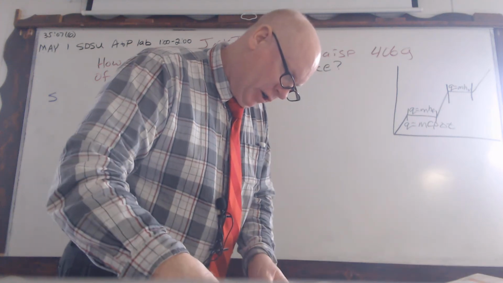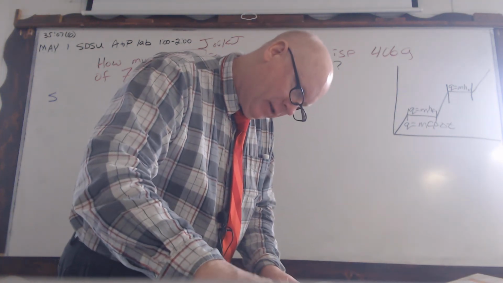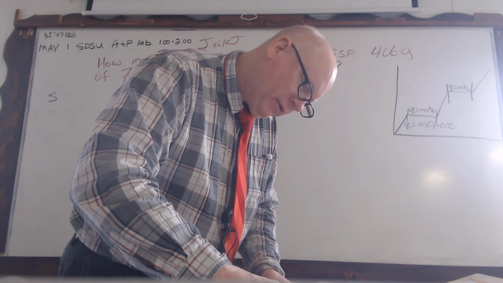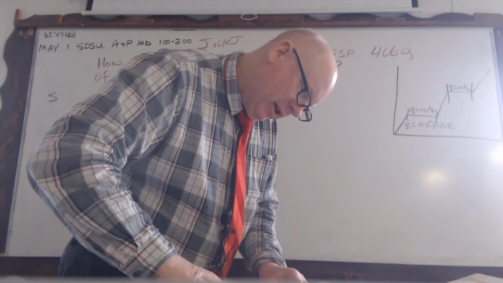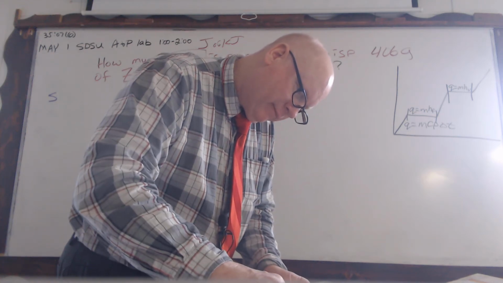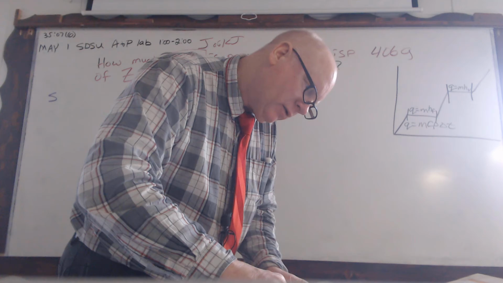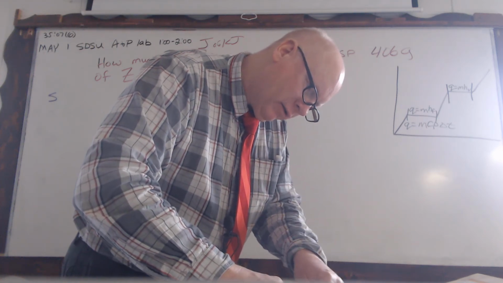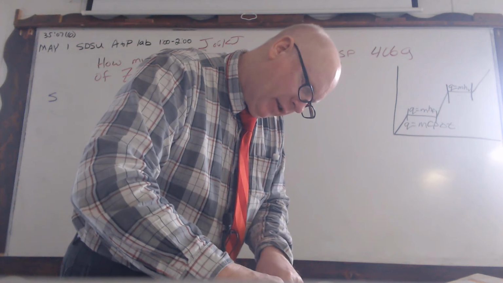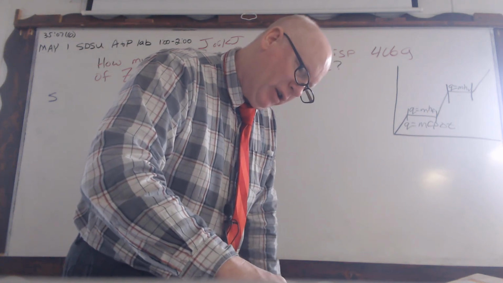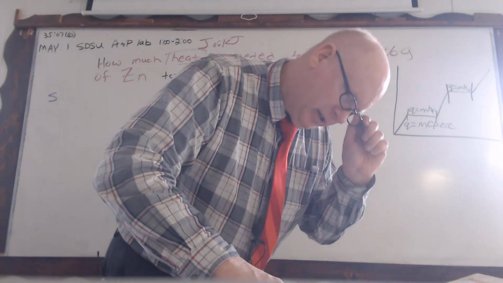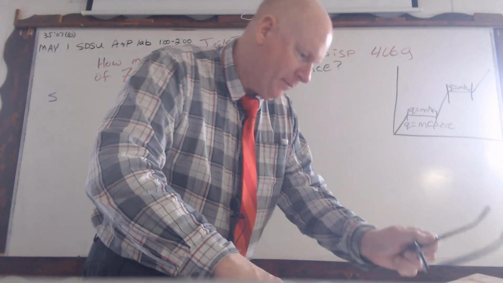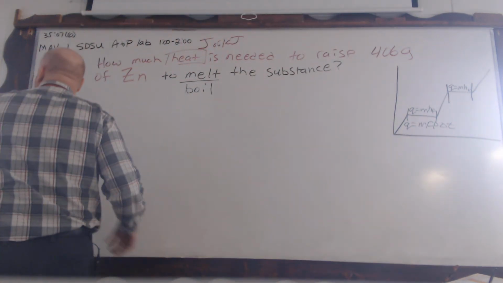So, zinc has a heat of fusion, I've got to find it on here. Yeah, I thought it would be much higher than that. 7.32 kilojoules. Oh, I'm looking at the wrong column. Kilojoules per mole. Okay, so 7.32.